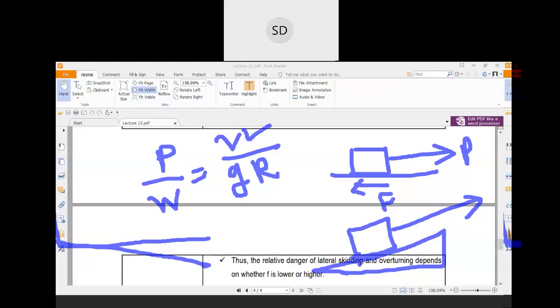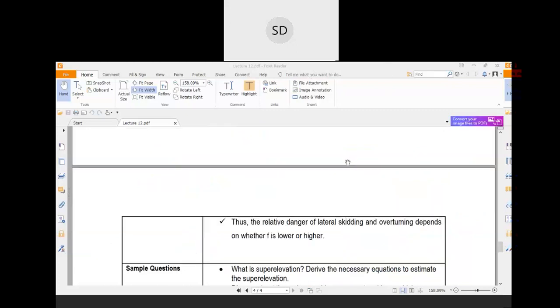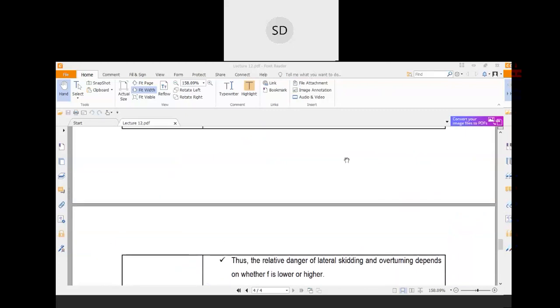Okay. So super elevation is nothing but the angle formed over here. So for this reason, to nullify the overturning effect and the transverse skidding effect, we need to provide super elevation. Is it clear?